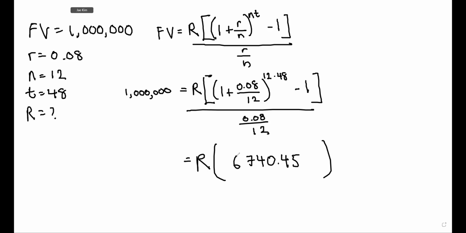Great. So I'm going to take $1 million, divide by 6740.45. My R is $148.36. It might be asking for a lot for a high school student, but can you save $150 a month starting from now? And honestly, if you're really hungry for this, you can.